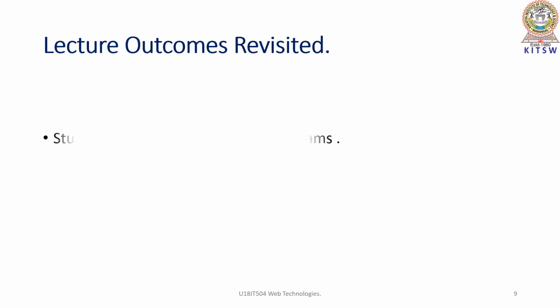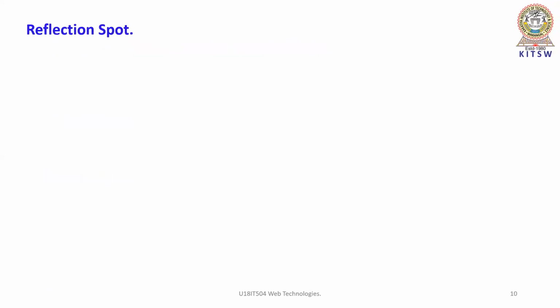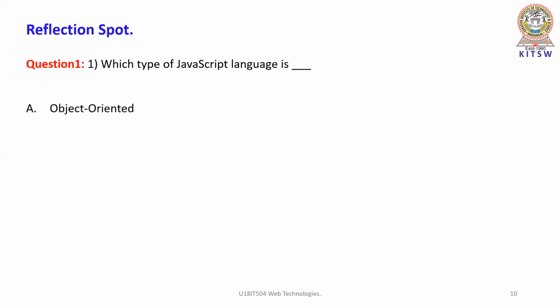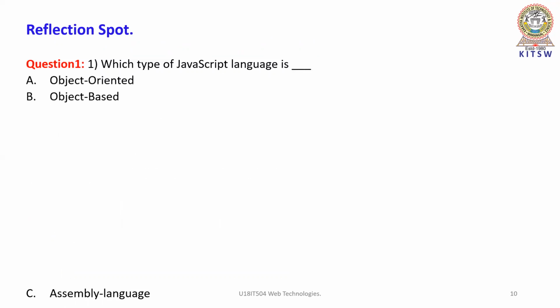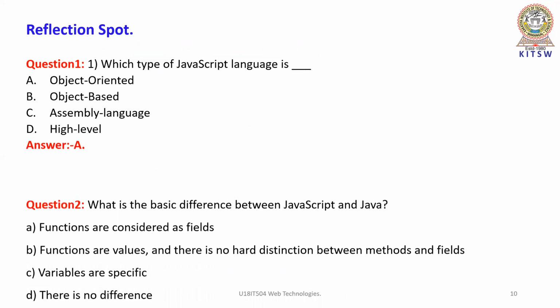Lecture outcome. After listening to this video lecture, students can write a JavaScript program by using variables. Reflections. JavaScript is an object-based, high-level, object-oriented language.